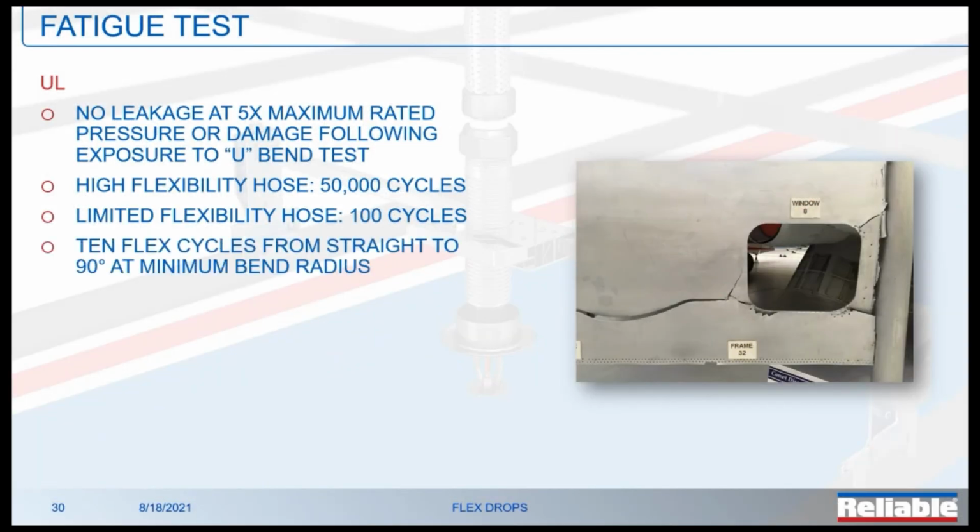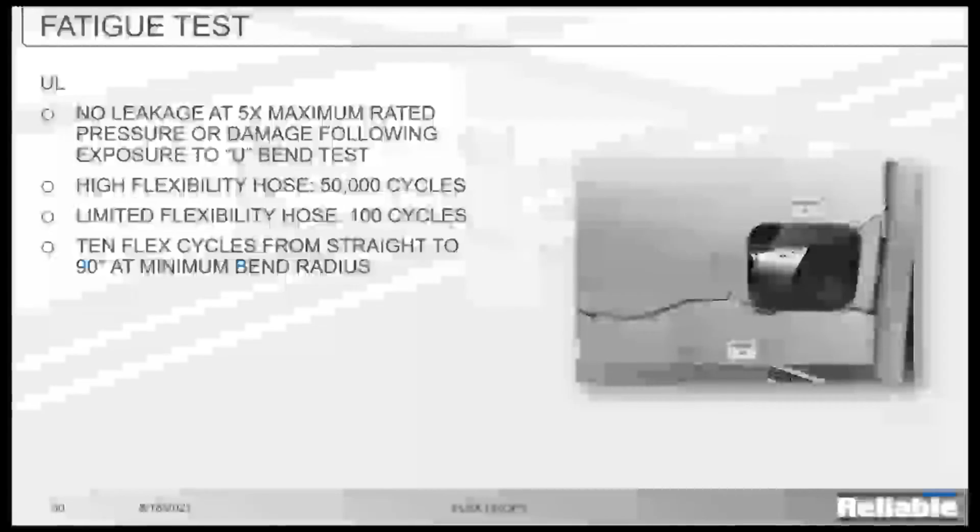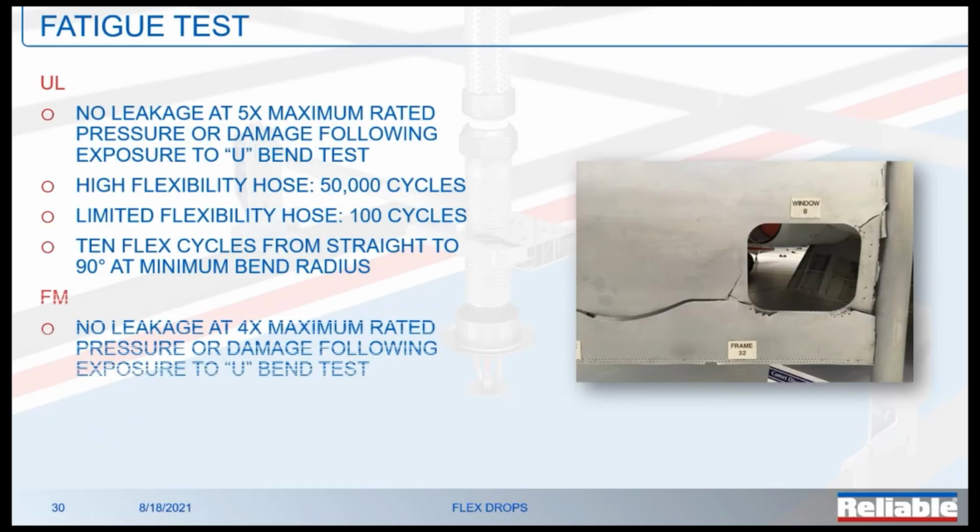And then what they're also going to do at UL, let's say you've got your flex drop in your hands, one end in each hand. You take the minimum bend radius, let's say it's a piece of pipe, for instance, and you essentially bend it 90 degrees over that pipe. So that's the test, back and forth, bending it over the pipe, that minimum bend radius, not just a U shape, the minimum bend radius. And after that, we're going to have no leakage at 5 times the maximum rated pressure for UL, 4 times maximum rated pressure for Factory Mutual.